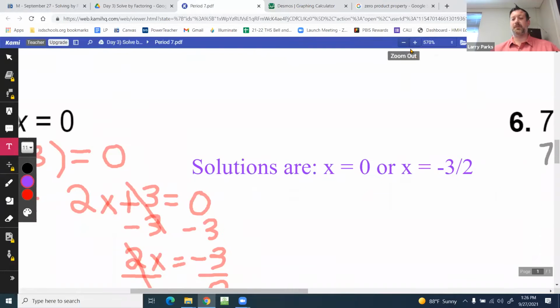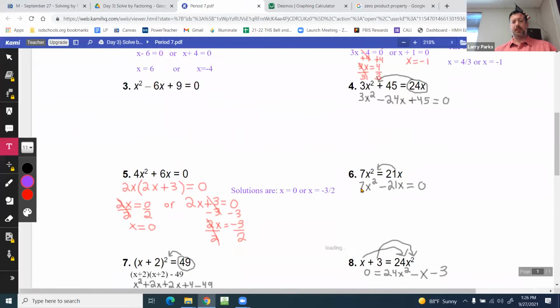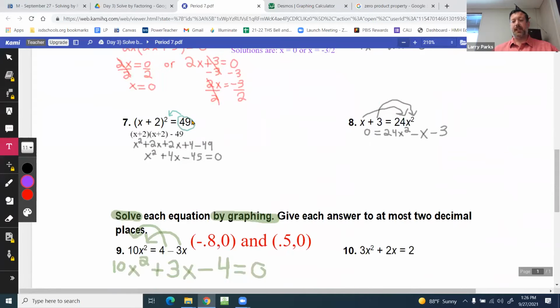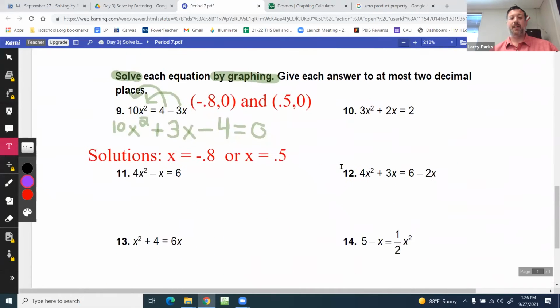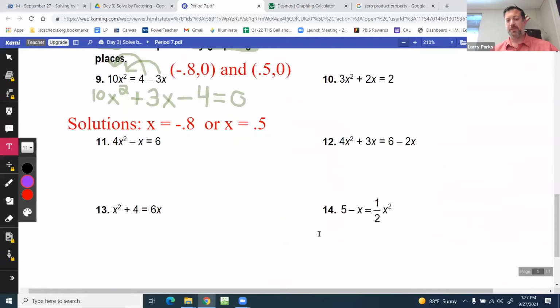let me zoom out a little bit. The top 8 solved by factoring. You should have work. Okay, I should see your factoring. Problems like number 8 aren't done yet. 9, 10, 11, 12, 13, 14. You're going to solve those by graphing. If you could put in a screenshot from Desmos, that's great. But I'm not really looking for work for 9 through 14. I'm just looking for solutions. But 1 through 8, I'm looking for work.